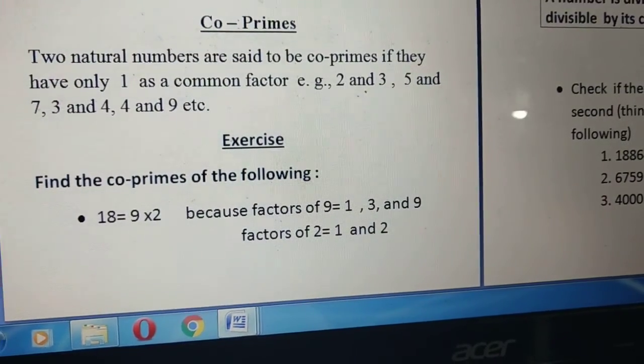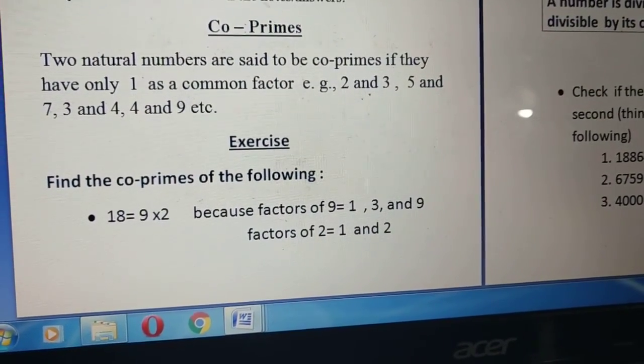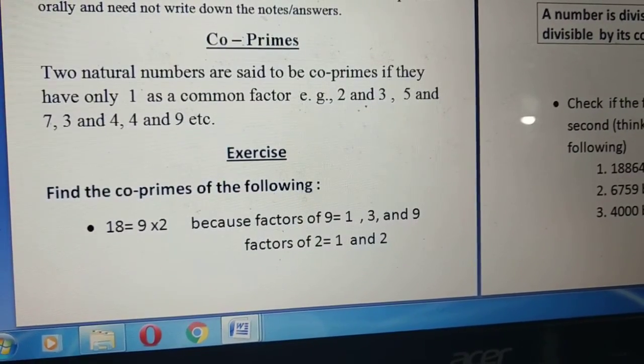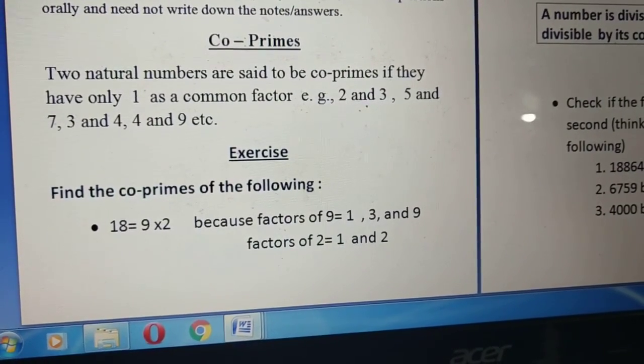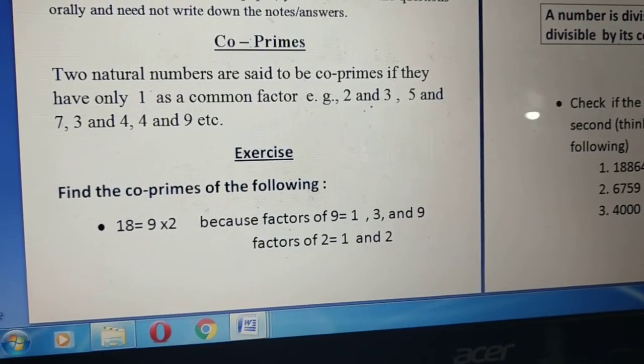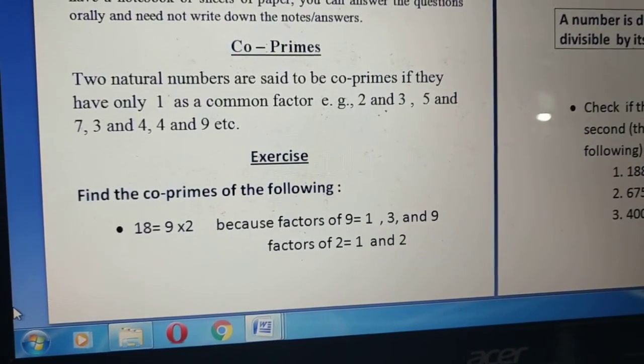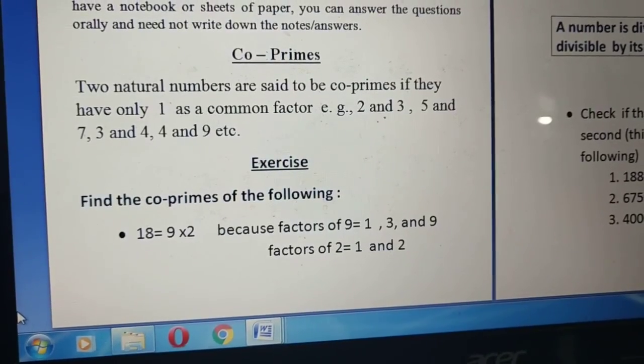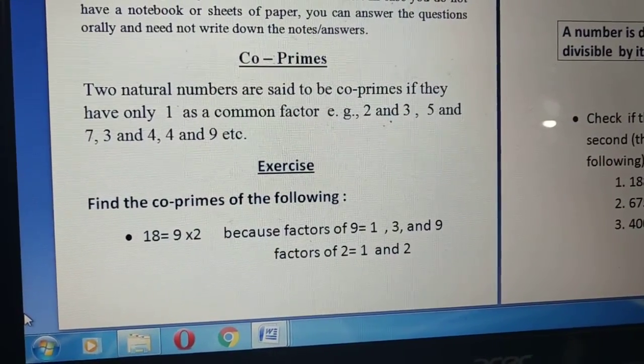Students, today we are going to study about co-primes. As I've written, two natural numbers are said to be co-primes if they have only one as a common factor. Here I want to make it clear that we are not using only prime numbers, we are using all natural numbers. We are talking about all natural numbers.